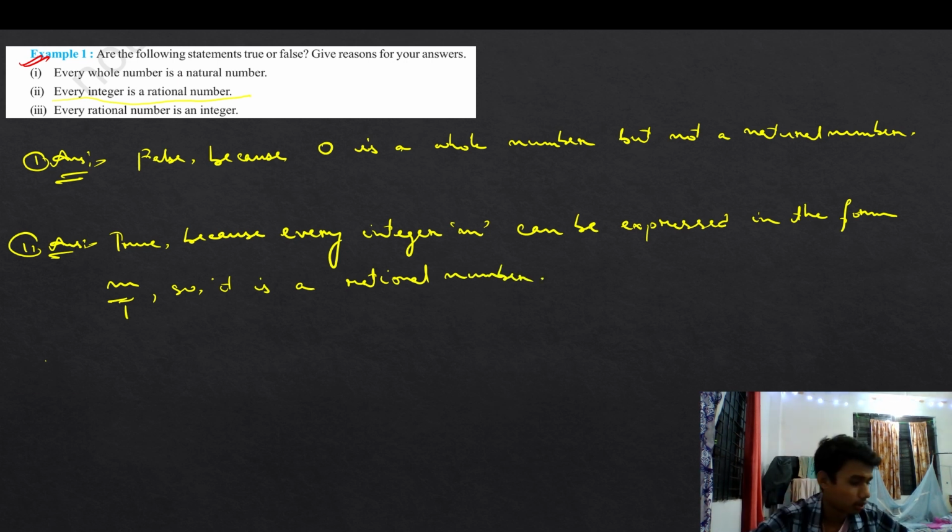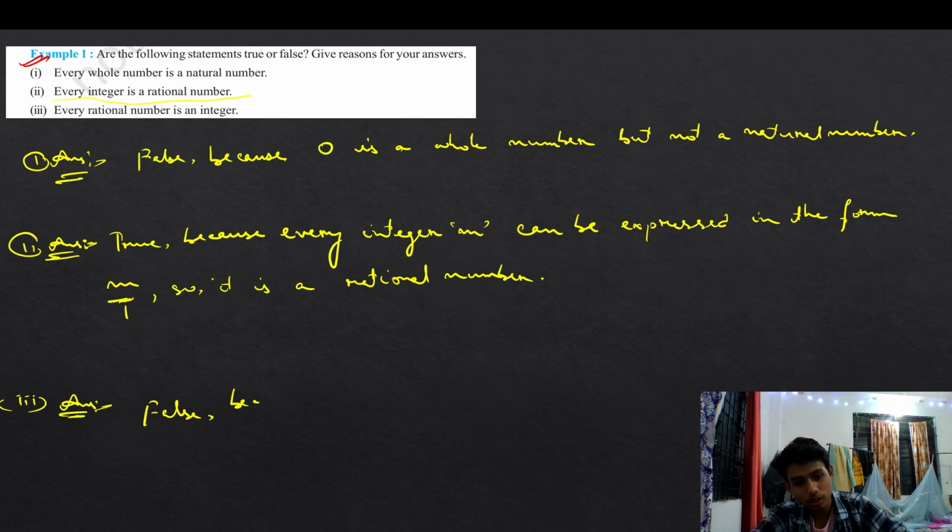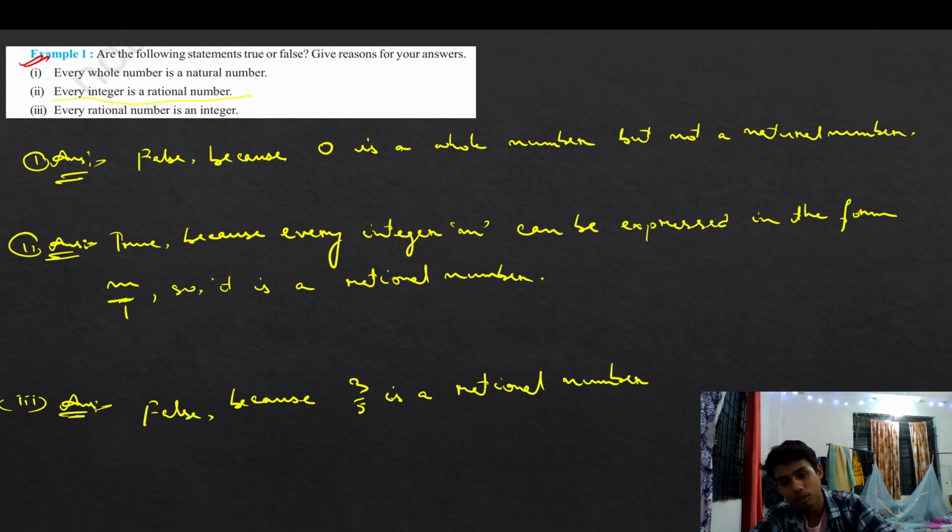Now comes the third question. Every rational number is an integer. So is it true or false? The answer is false, because 3 by 5 is a rational number, but not an integer.